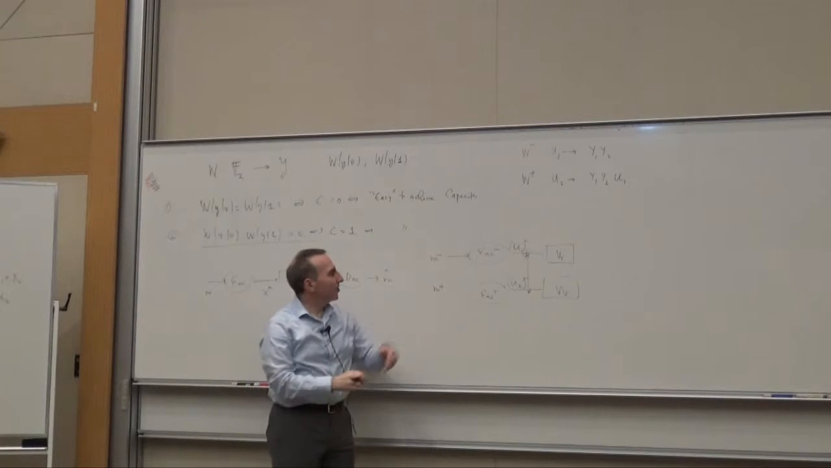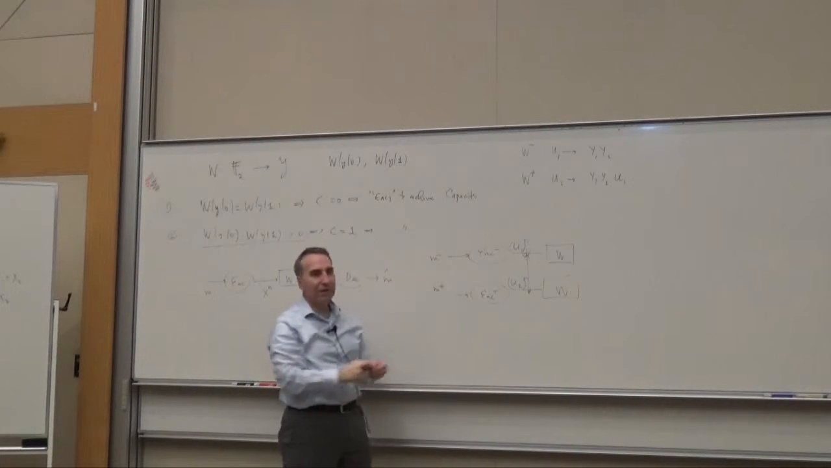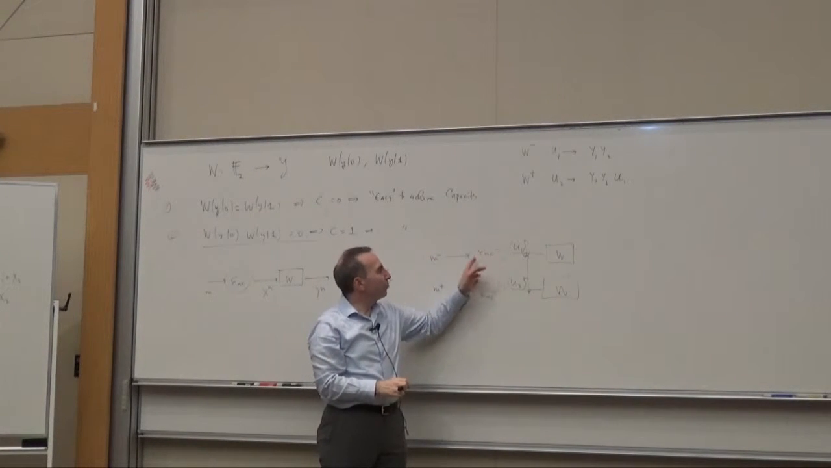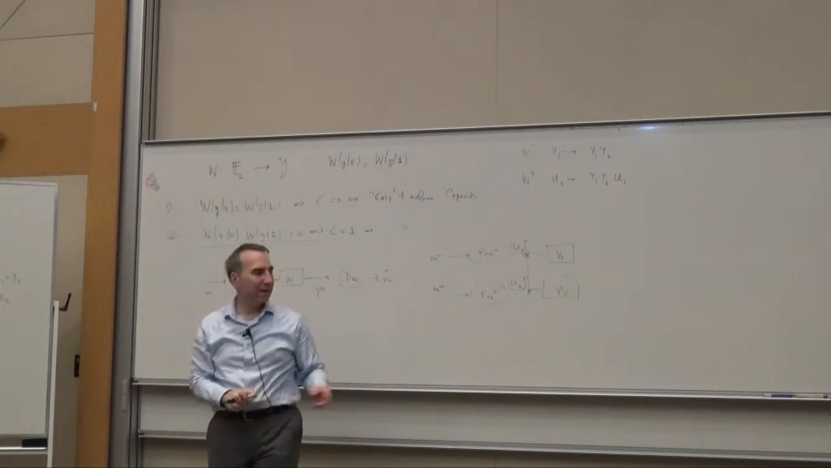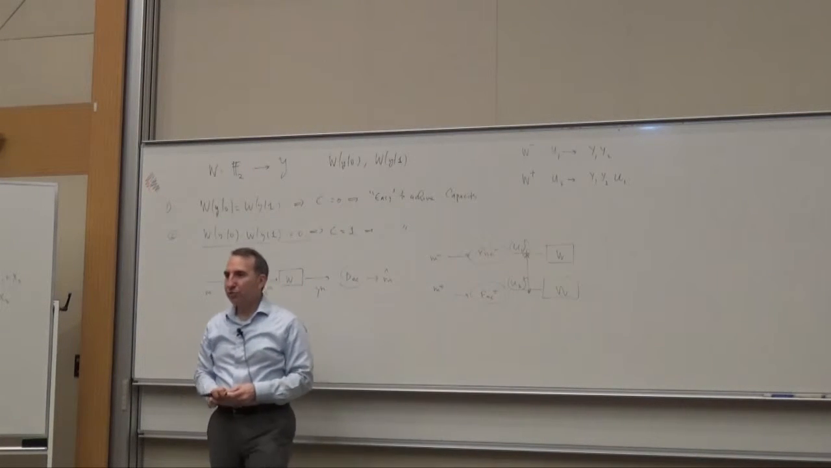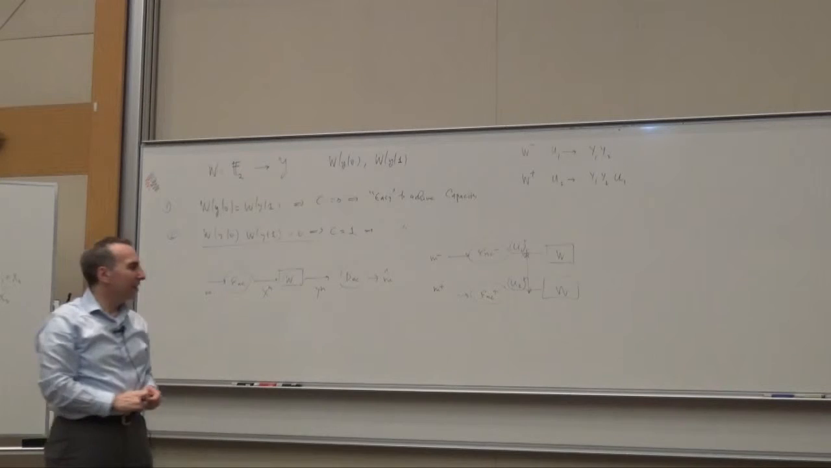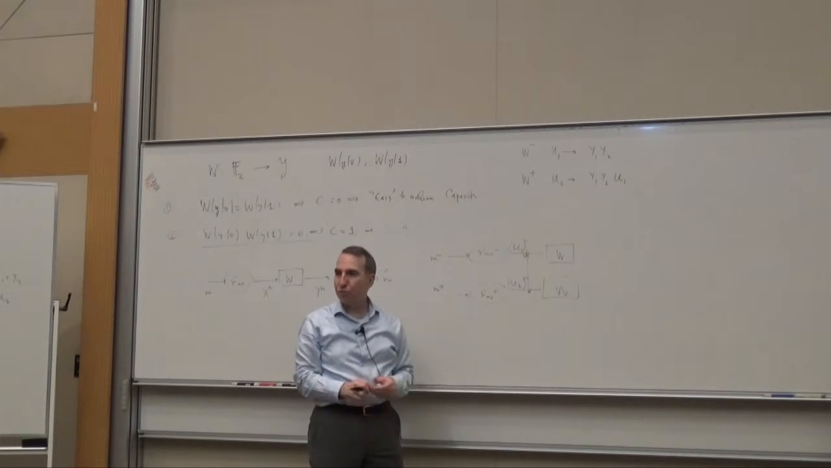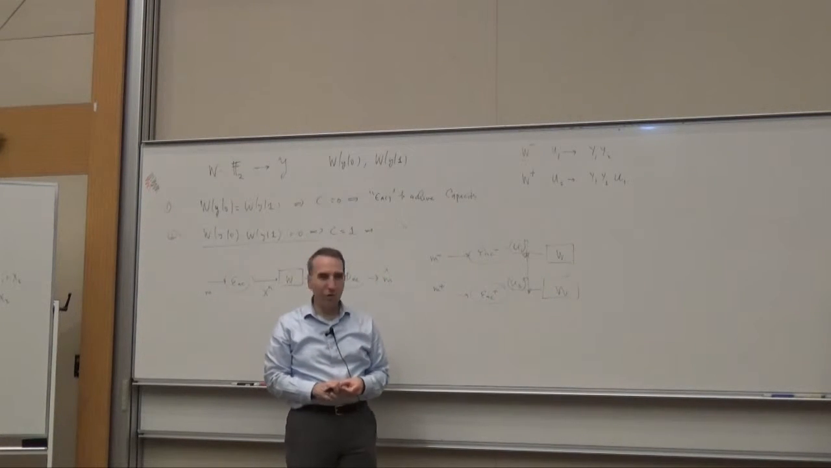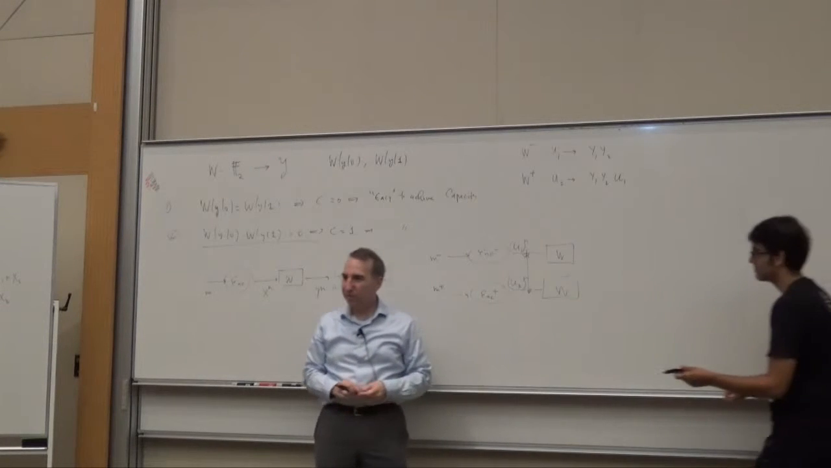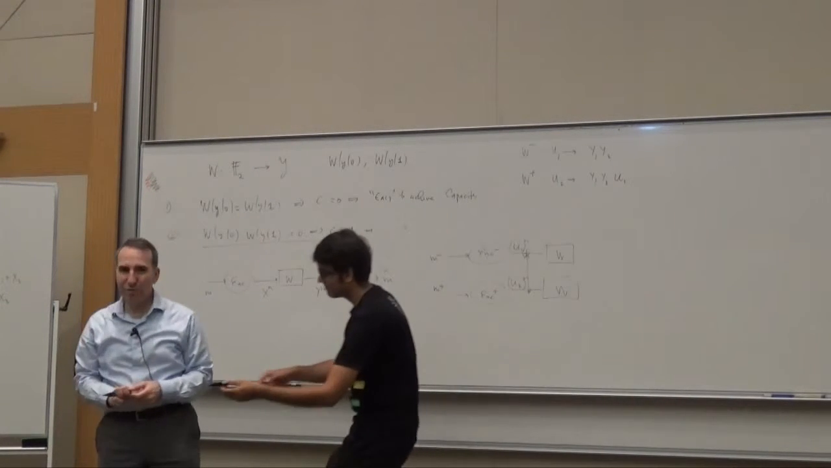This encoder is going to take the message M minus, map it into some sequence U1^N. This encoder will take the message M plus, it'll map it into a sequence U2^N. We're going to take the U2, send it through n copies of W.